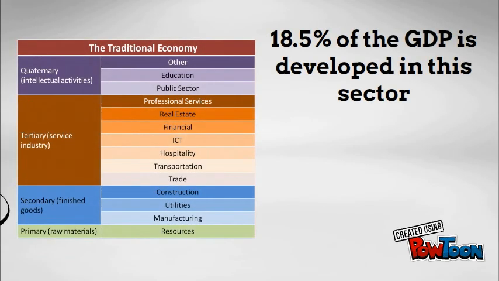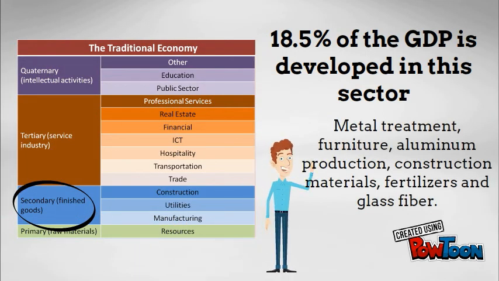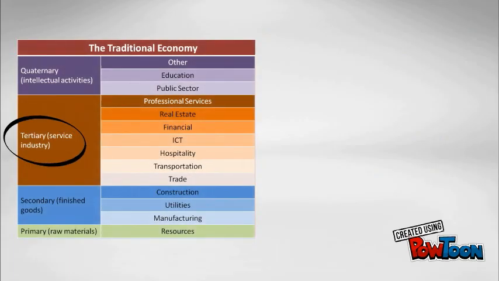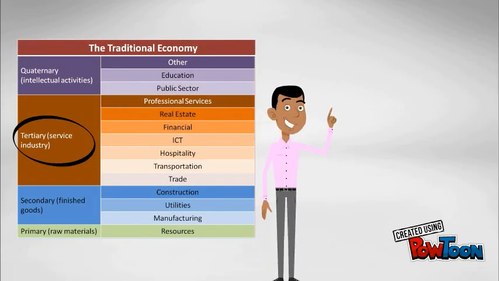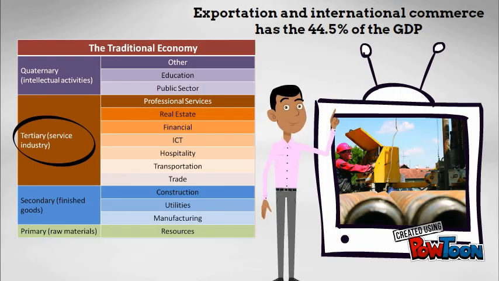About 18.5% of the GDP of the Arab Emirates is developed in the secondary sector. The manufacturing activity has been growing in the last decade, having a great development with manufactured materials such as metal treatment, furniture, aluminum production, construction materials, and fertilizers. As we mentioned before, the tertiary sector, which includes exportation and international commerce, has 44.5% of the GDP.